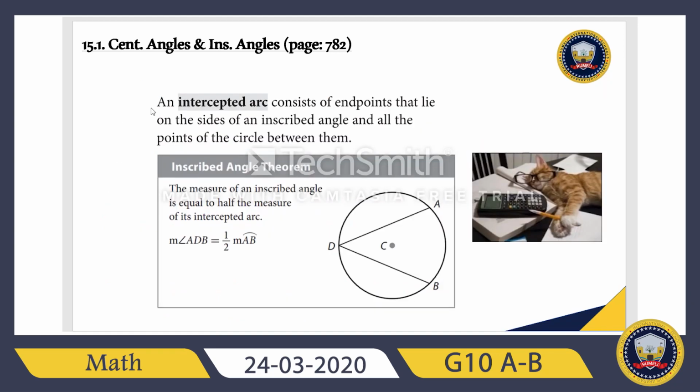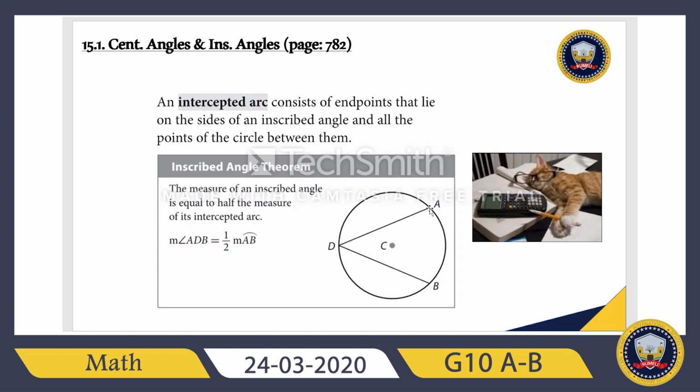Now let's start a new topic. We call an intercepted arc an arc that consists of these 2 points that are within the inscribed angle. Example, AB. We call this arc AB an intercepted arc because its endpoints A and B are lying on the sides of an inscribed angle, which is D here, or ADB.